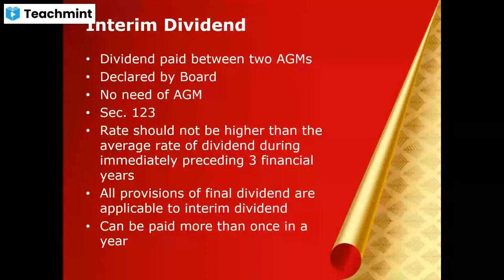Now it's about the rate. The rate of the interim dividend should not be higher than the average rate of dividend during the immediately preceding 3 financial years. That means you cannot pay a rate higher than the average rate of the last 3 years. All provisions of final dividend are applicable to the interim dividend also. That means the interim dividend also should be declared out of free reserves subject to some conditions. Interim dividend can be paid more than once in a financial year.